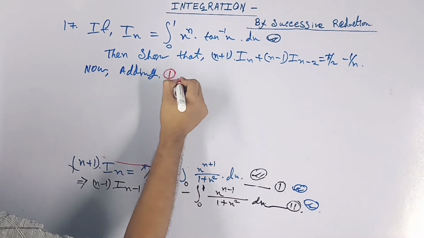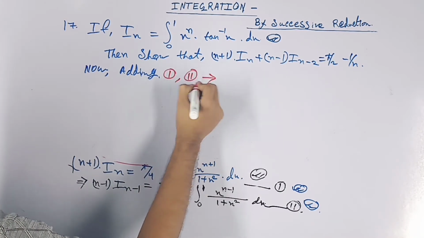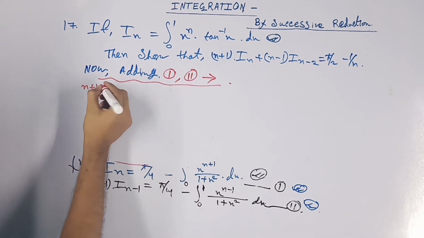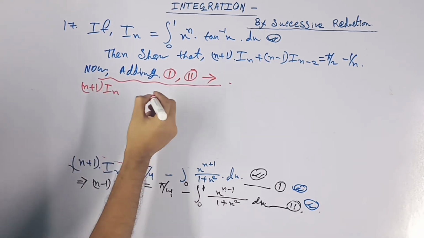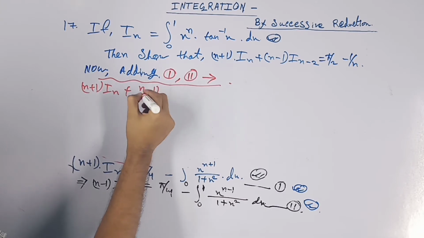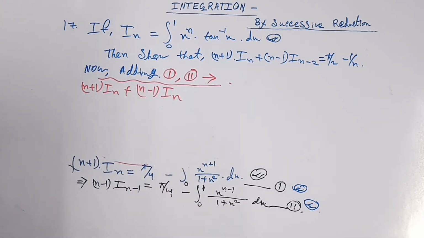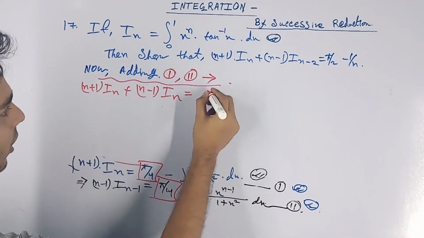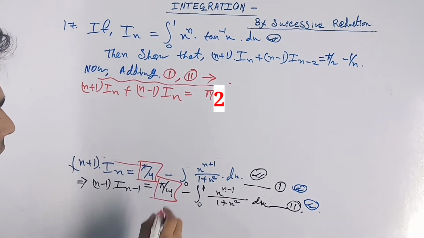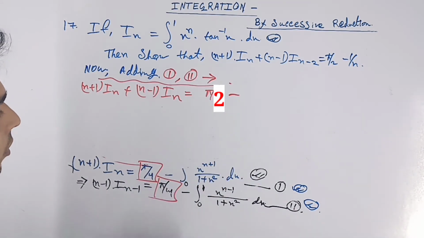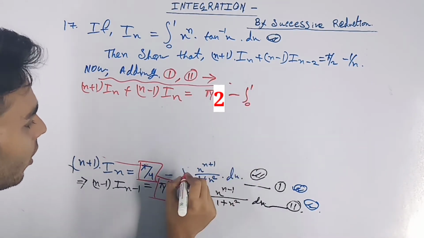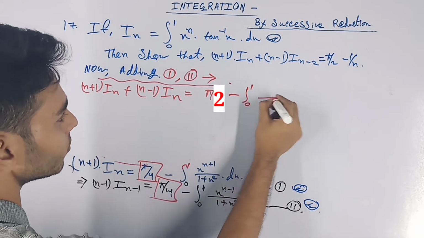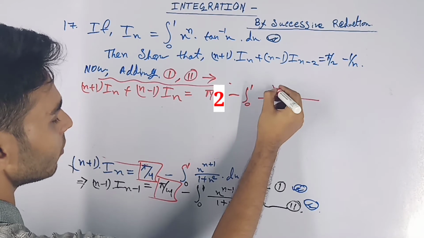Adding 1 and 2, we get n plus 1 times I of n plus n minus 1 times I of n equals 5 by 4, and 5 by 4 twice is 5 by 2, minus the integration from 0 to 1, with the denominator the same.